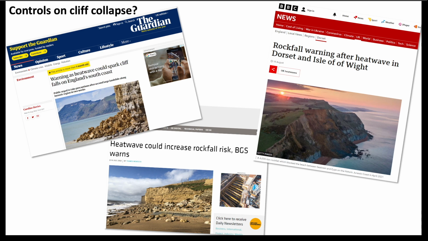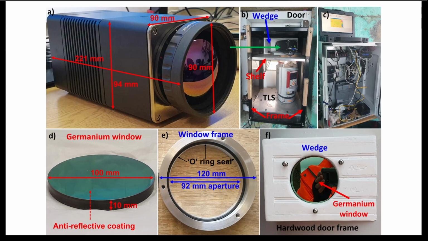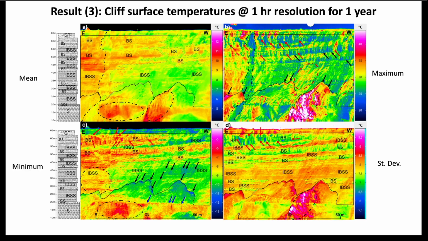To do this, we've developed a system that runs in parallel with our laser scanner, here using an infrared thermal camera, positioned again within the lighthouse with an accompanying control system that captures a thermal image every time the laser scanner collects a 3D scan, and then again posts it to the cloud. The kind of data that this generates is really quite interesting. This is cliff surface temperature measured at 1 hour resolution for the period of a whole year.